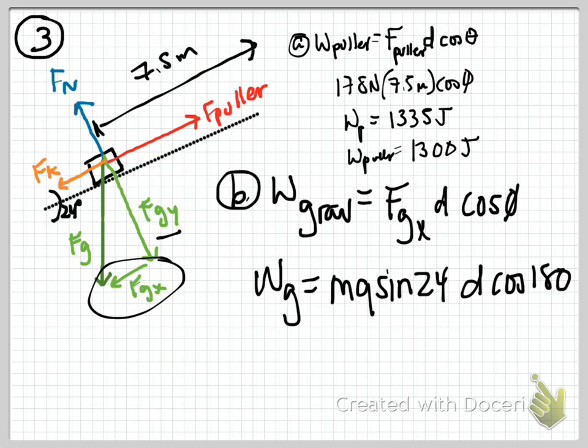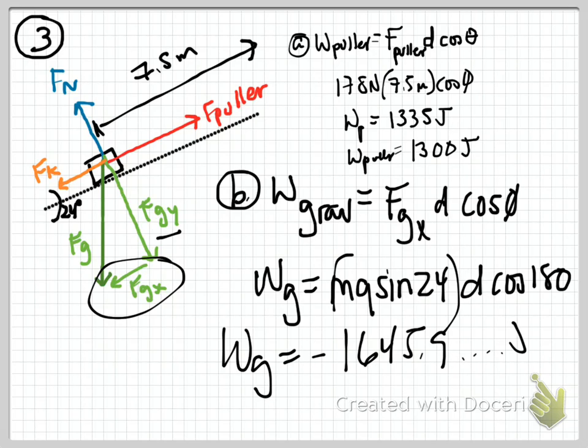So we have this, mass gravity sine 24 times the distance the box moves times cosine of 180 because that's the angle between the force and the motion, force of gravity. So what we get is negative 1645.9 blah blah blah joules. Well, with sig figs, negative 1600 joules.